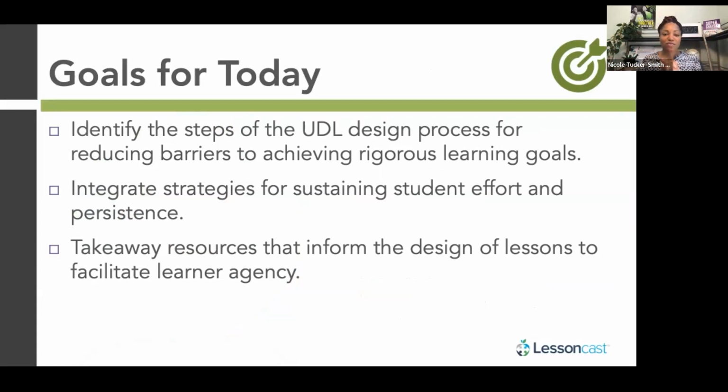Our goals are as follows: that you will be able to identify the steps of the UDL design process. Now, are you going to know all the things about UDL? Not necessarily, but I do want to help you understand the steps for designing with a UDL approach. And you'll identify those steps of the UDL design process in a way that reduces barriers to achieving rigorous learning goals. So that productive struggle is to help us achieve rigorous learning goals.